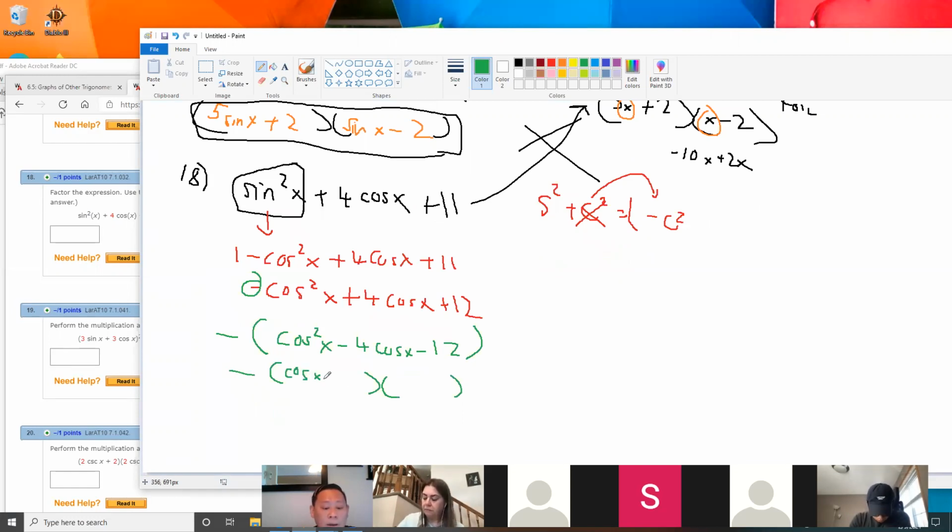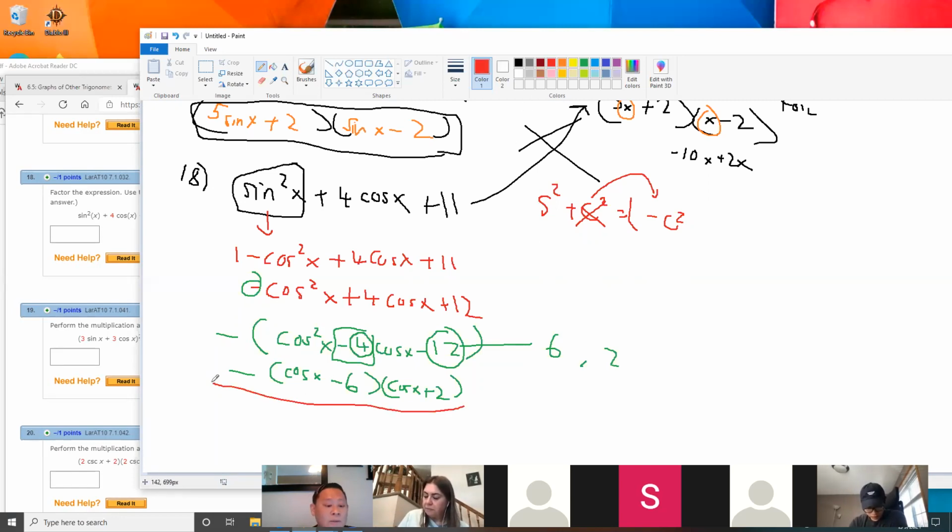So this is cos x and cos x. Can someone tell me what times what is 12? But when you add, you get negative 4. So what times what is 12? 6 and 2. 6 and 2. And which one is positive and which one is negative? We need negative 4. 6 is negative. And 2 will be positive. Nope. And again, you cannot use the Pythagorean identity here. It's because your cosine is now squared. So this is your answer in this case. Don't forget the negative.